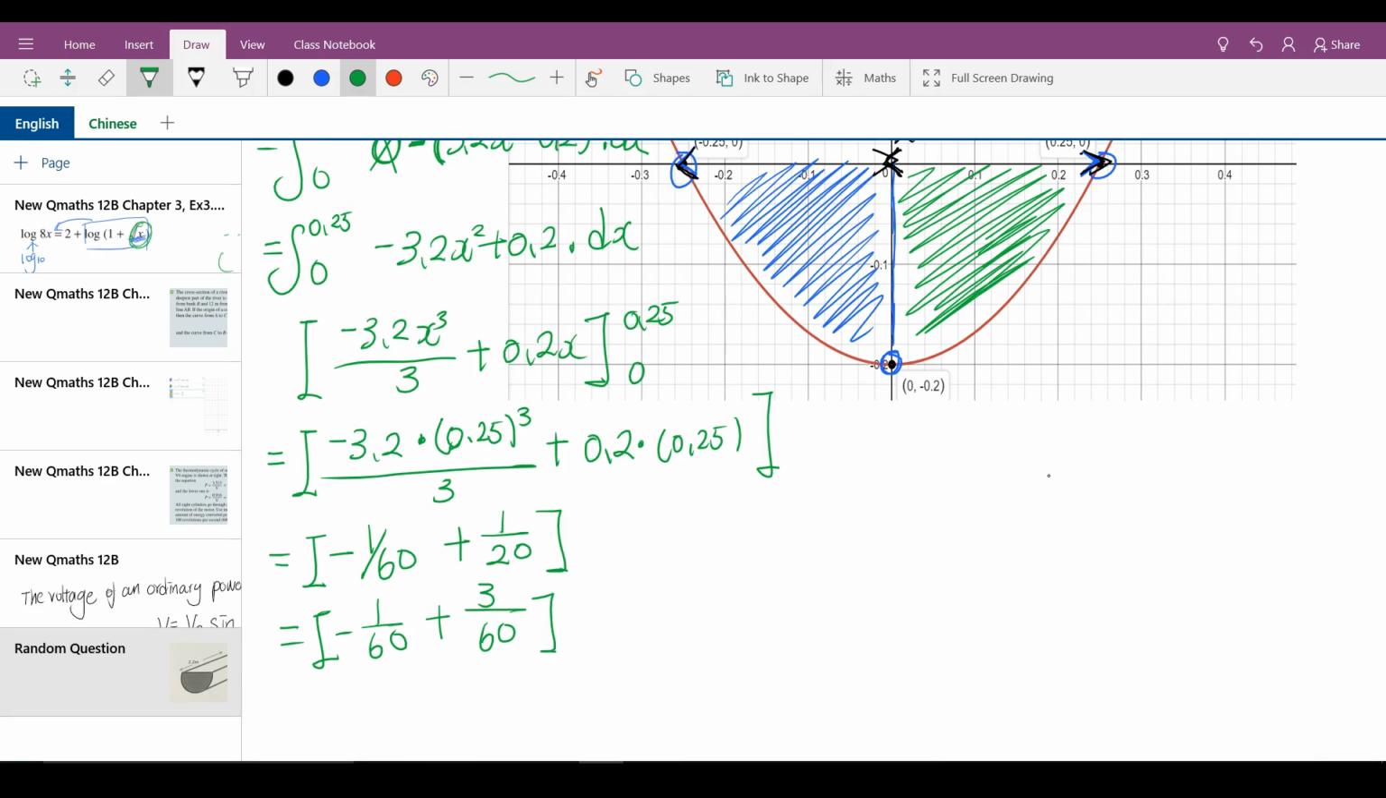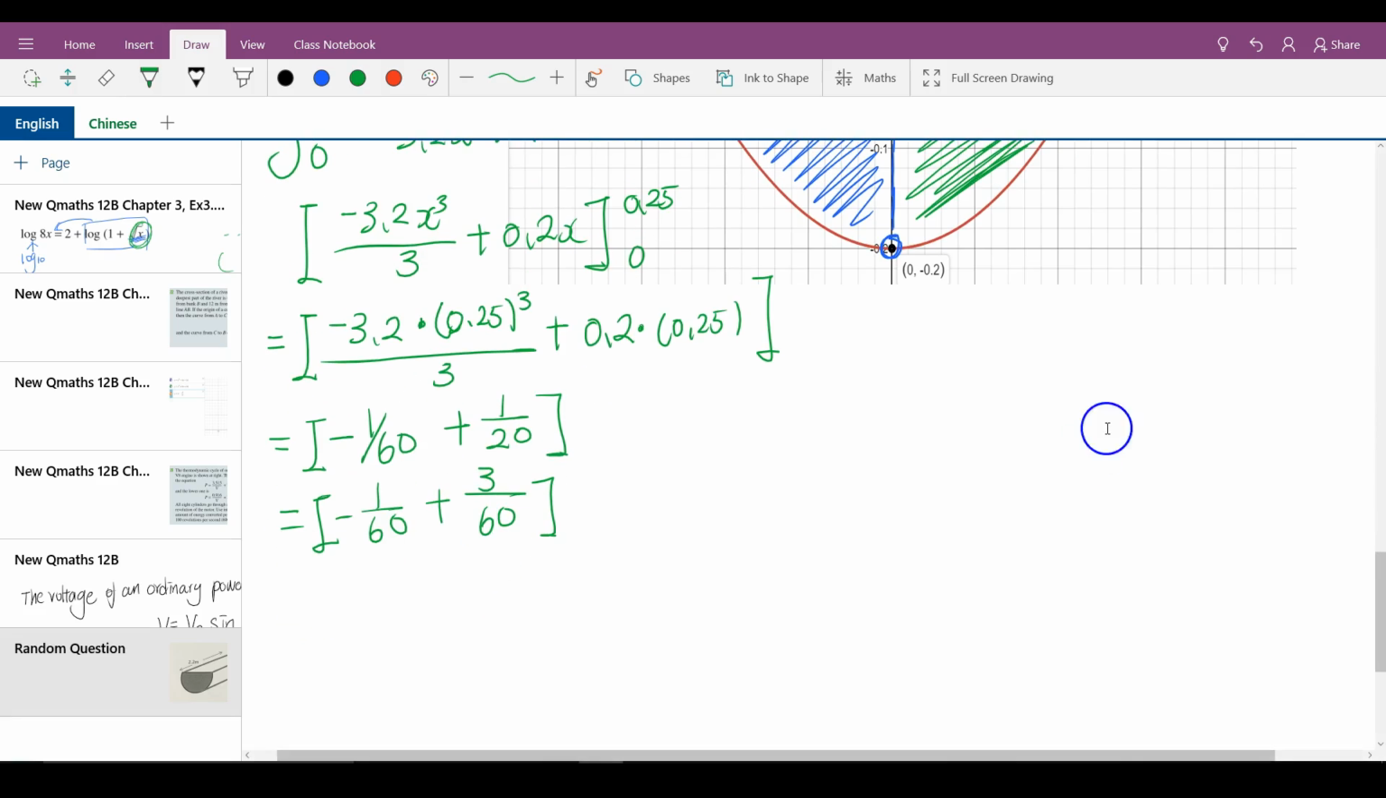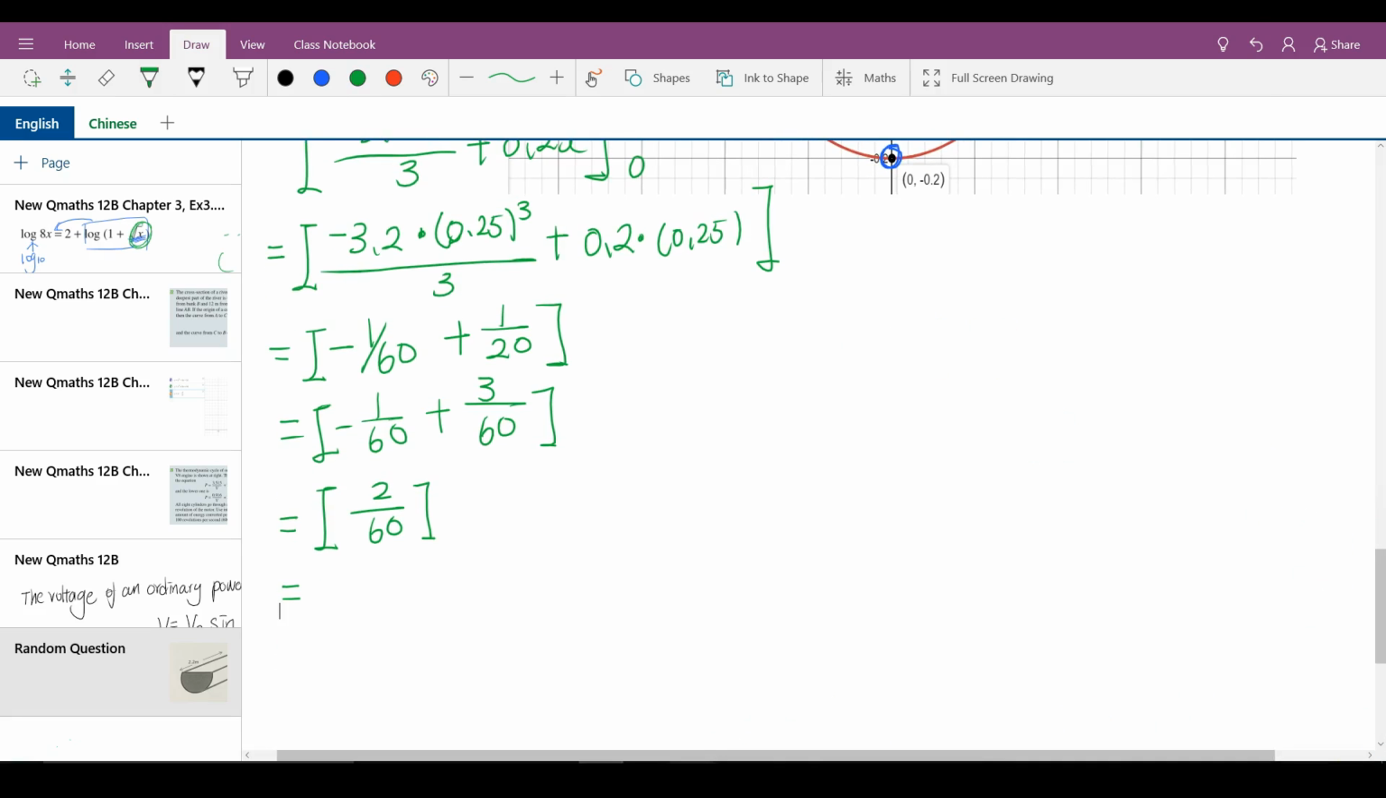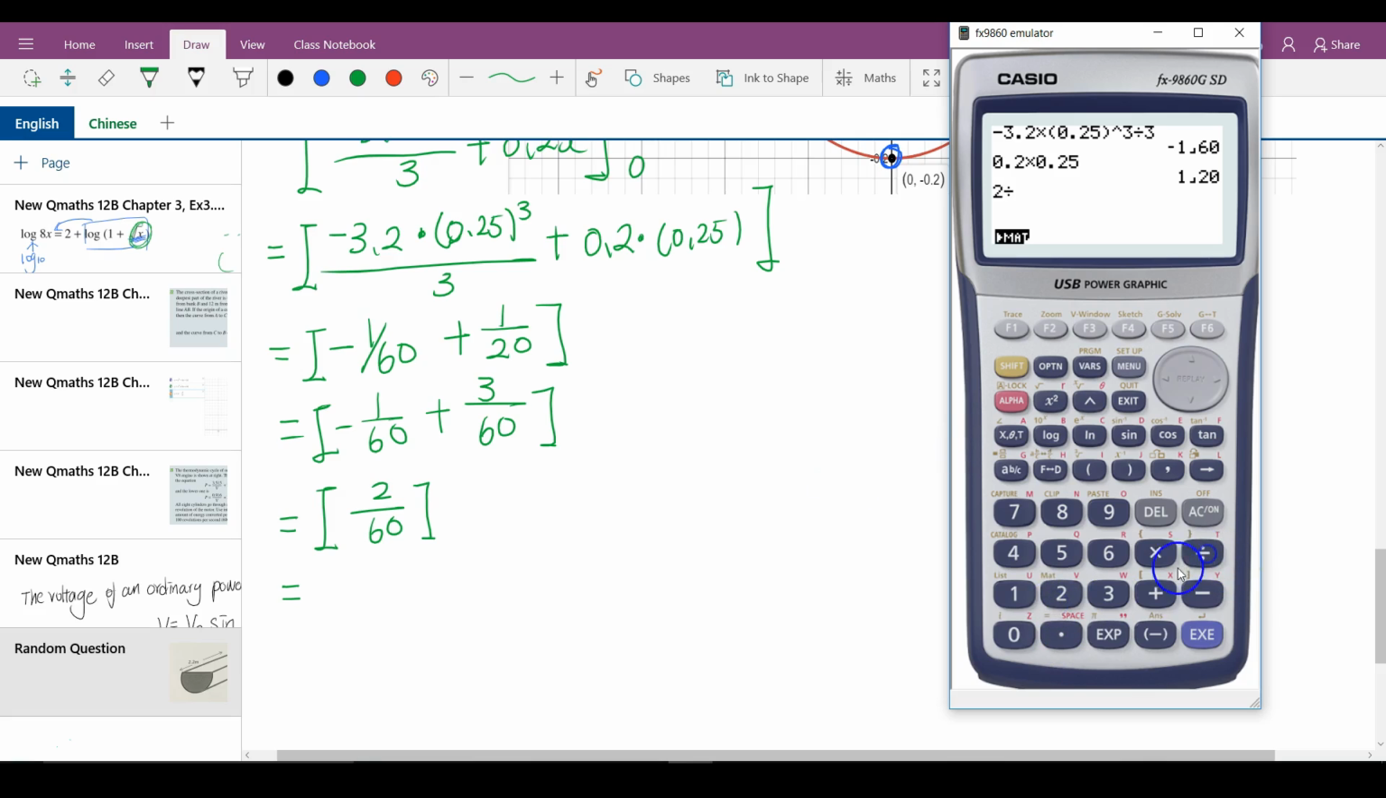By now you should know this is this. I don't have to go through each step. Do I have to go through times top by 3 and times bottom by 3? No, I hope not. So it's just negative 1 plus 3, so it becomes 2 over 60. Right? And let's find an actual number for this. So 2 divided by 60.